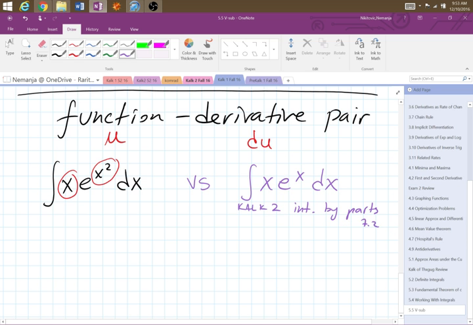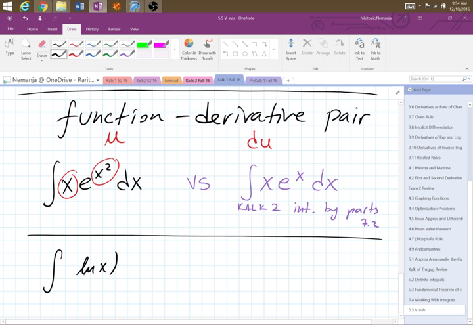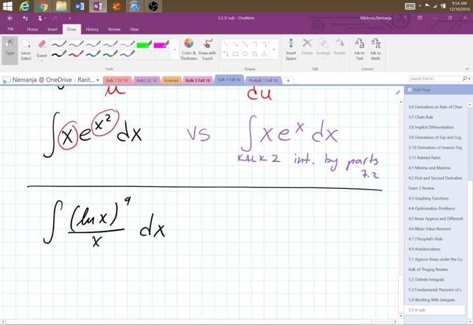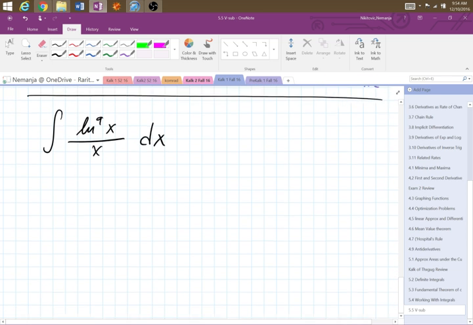That being said, let's see. Integral of ln x to the 9 divided by x dx. Now, actually, let me write this the proper way. Just like trig. It goes right there. Let's see what you come up with.